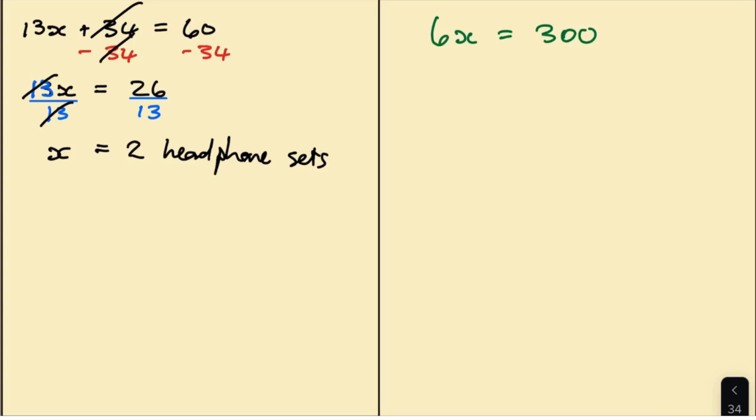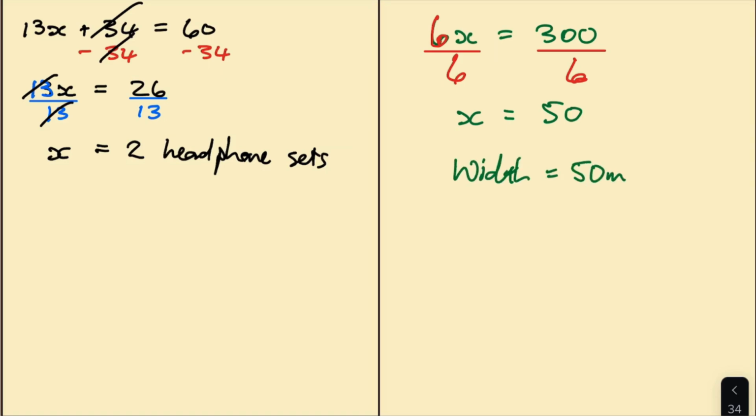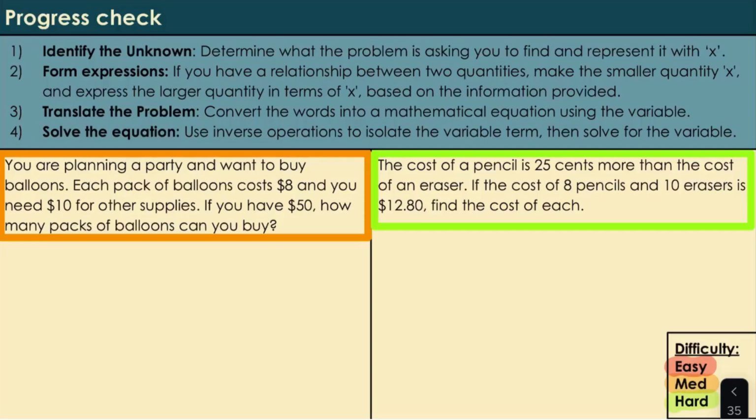The coefficient of x is 6. I need to do the inverse operation. I must divide by 6 on both sides. And x will equal 50. Now, x was our width. So we know our width is 50 meters, and our length is 2x. 2 multiplied by 50 is 100 meters.